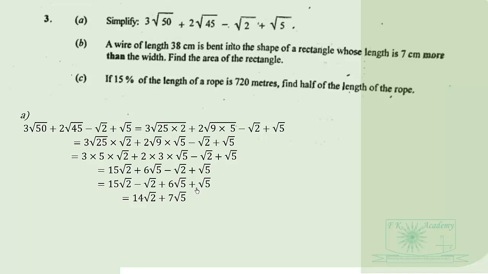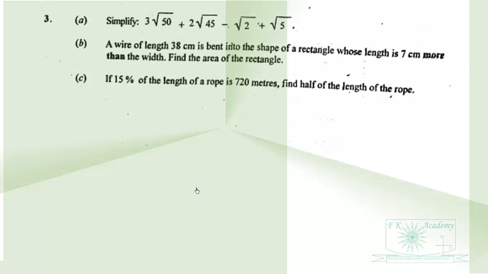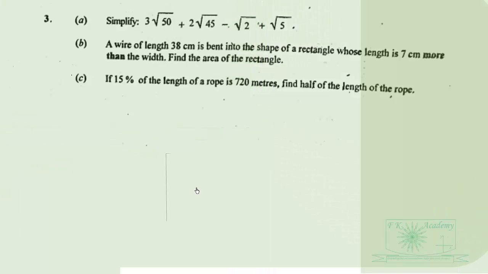Great. Now let's consider the B aspect. A wire of length 38 centimeters is bent into the shape of a rectangle whose length is 7 centimeters more than the width. Find the area of the rectangle. So this is the wire. You see that it is being bent into a shape of a rectangle. So the perimeter of this wire is 38 centimeters.